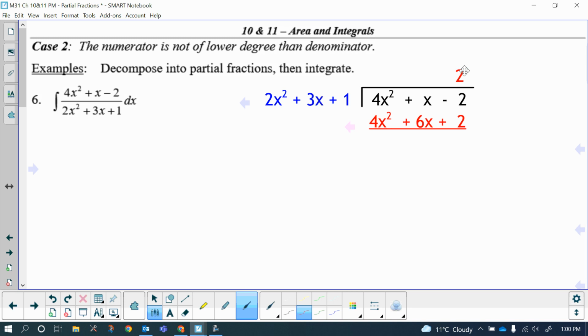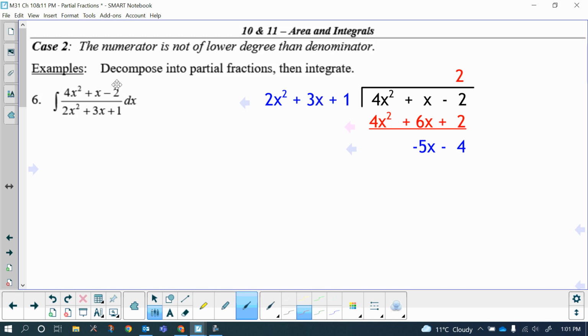Typically, we'll align the like terms one above the other, so the constant is above the constant. Then I'll do 2 times this blue divisor. 2 times 2x squared is 4x squared. 2 times 3x is 6x. 2 times 1 is 2, and then we will subtract. So we have a quotient on top here is 2, and we have a remainder on the bottom, which is negative 5x minus 4.